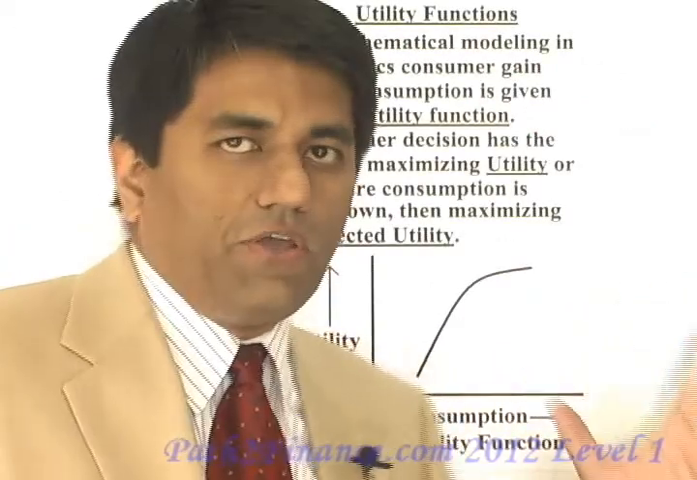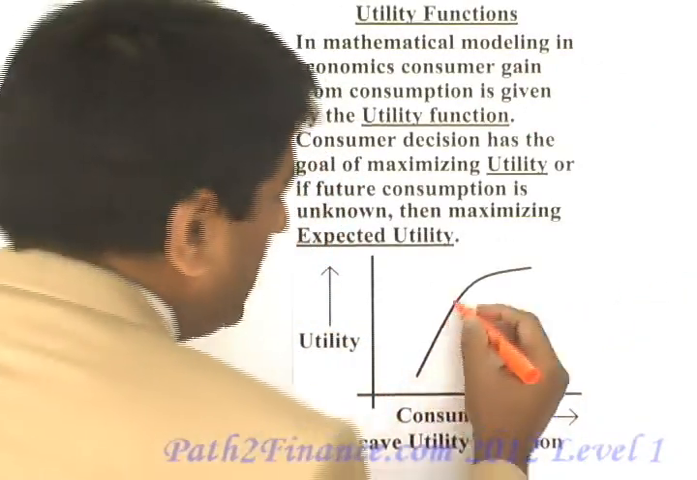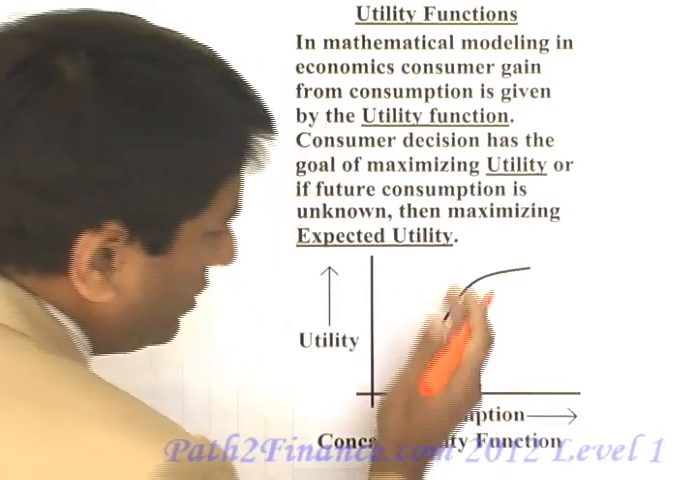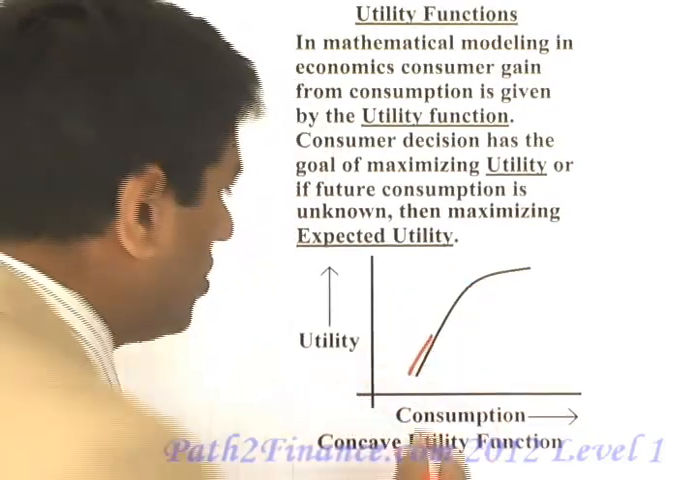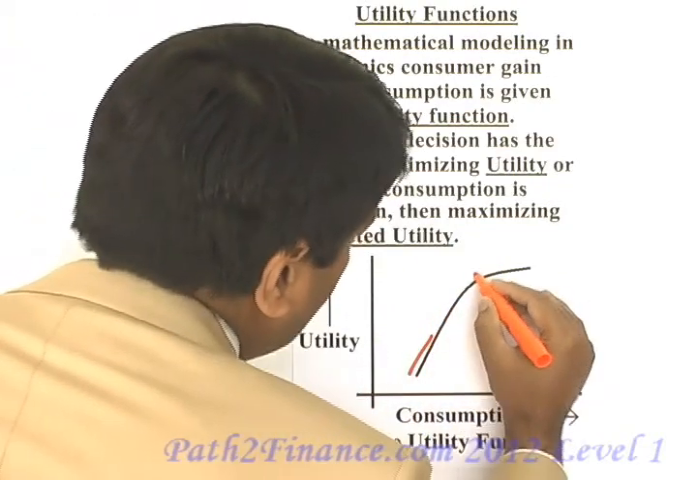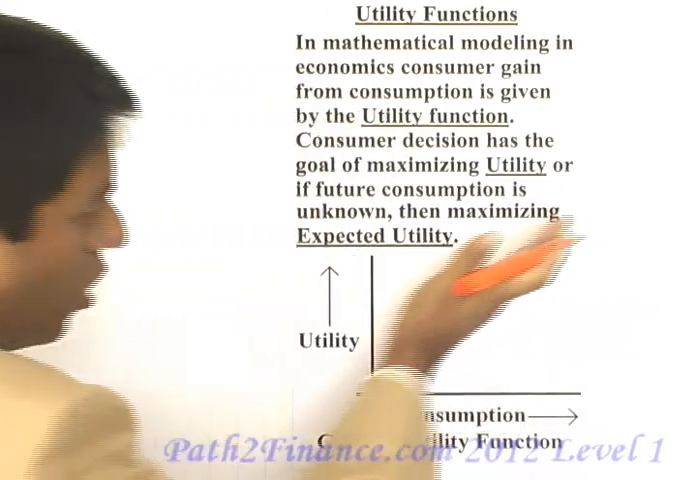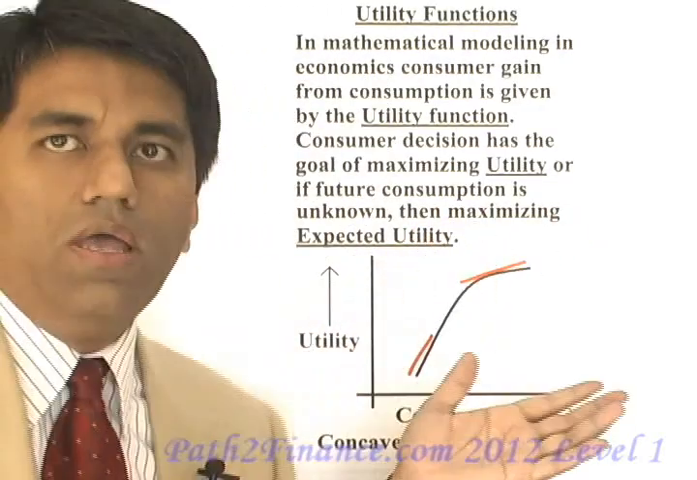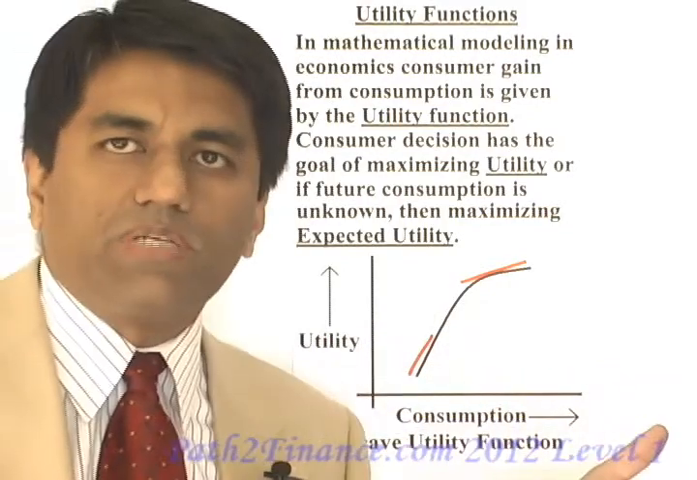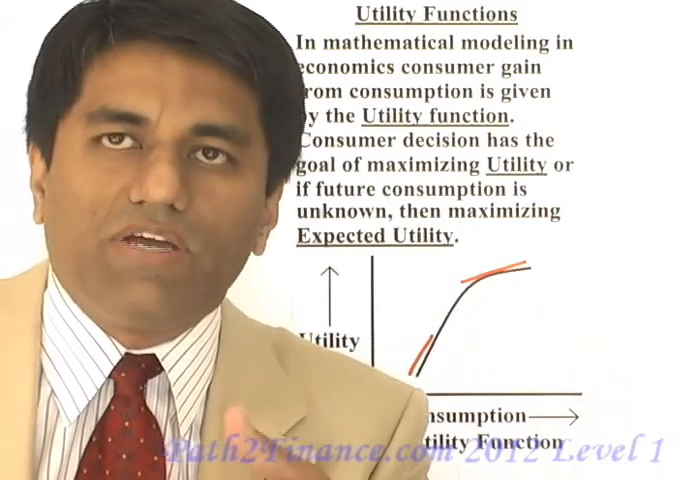So here's a plot of a utility function. As you can see, for lower amounts of consumption, this is the slope, this is the rate at which utility increases with consumption, and as consumption increases, the slope falls. So the first derivative decreases as consumption increases, or you would say that the second derivative is negative.